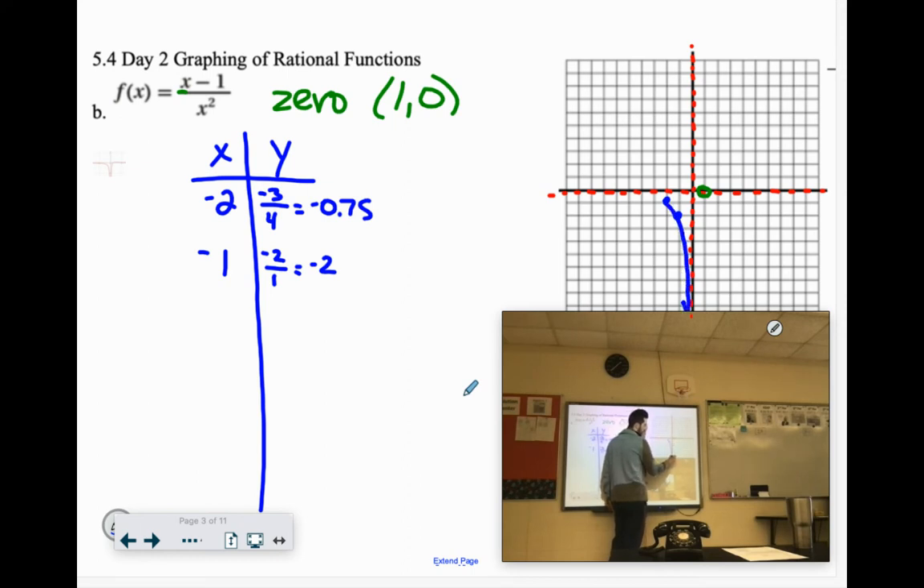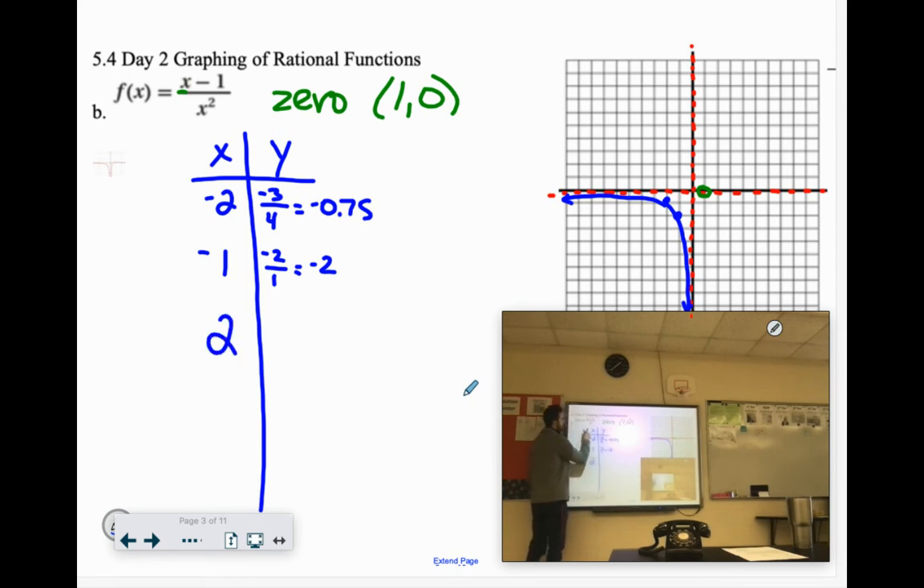It's going to approach that asymptote, but never touch it. Now let's go to the right side. We already know that if we substitute in 1, we're going to get 0. But it falls on the asymptote. That's weird. Let's try it if we plug in 2. 2 minus 1 is 1. 2 squared is 4. So this is like 0.25.